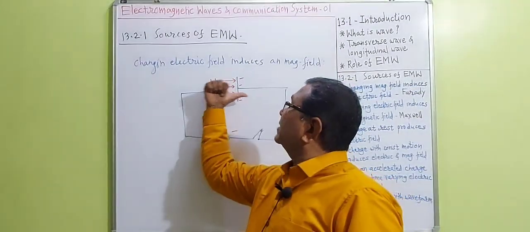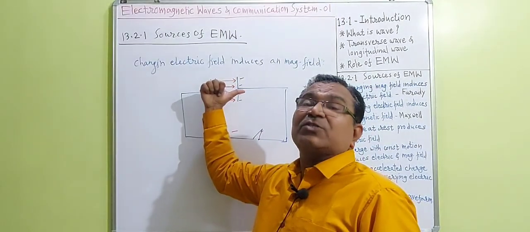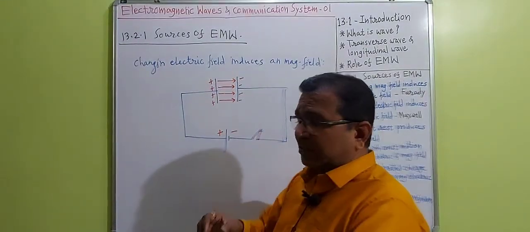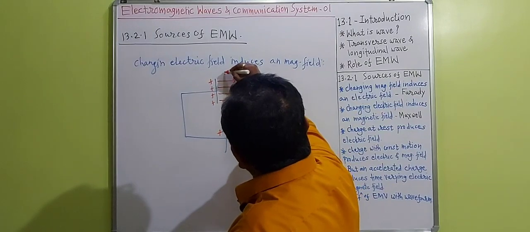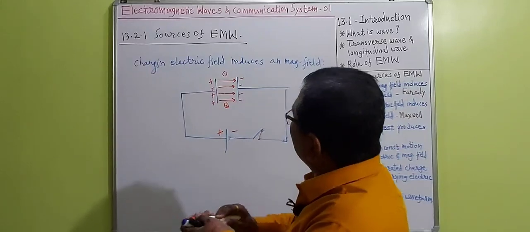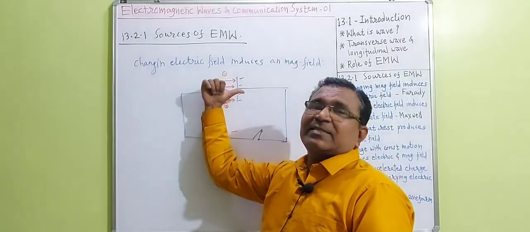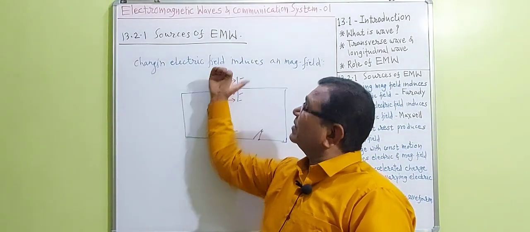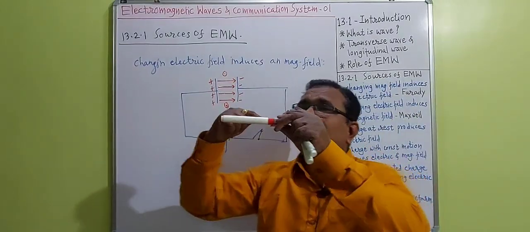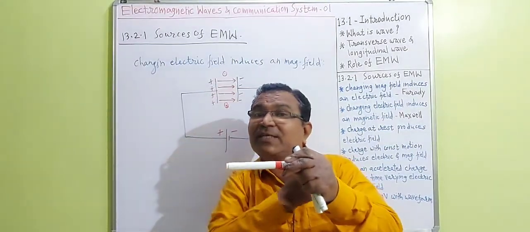So the thumb indicates the current. As long as the current is there, there is a production of magnetic field. The magnetic field is produced like this, outward to inward. So the direction of the magnetic field in the upper case is like this, and in the downward case is like this. As long as the electric field is generated, the direction of the electric current is like this, and the direction of the magnetic field is from outward to inward.